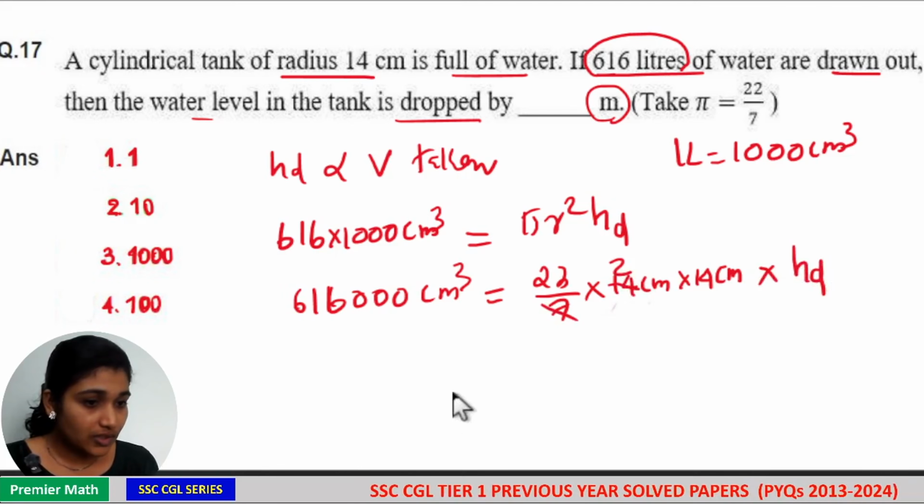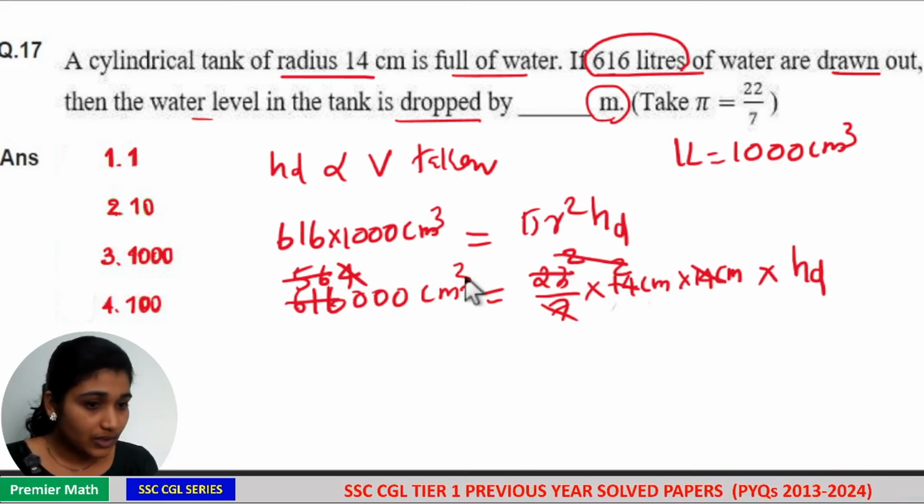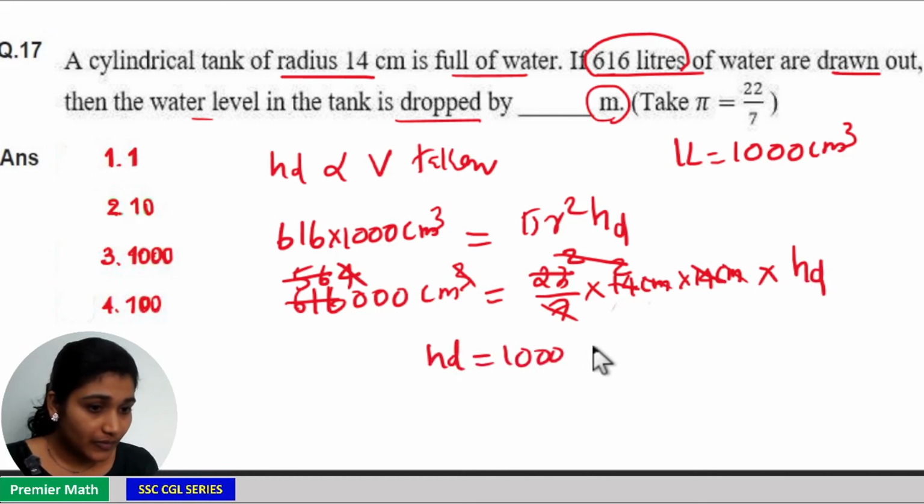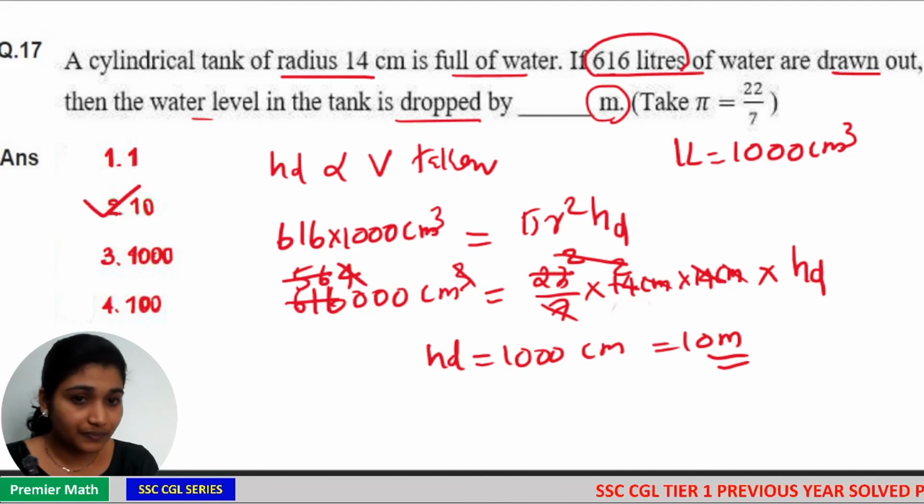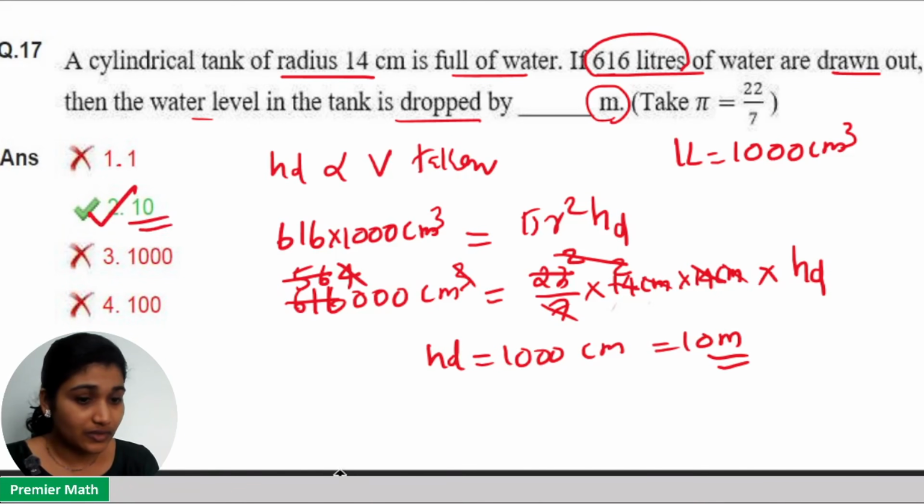7 goes 2 times in 14 and 11 goes 2 times in 22. 11 goes 5 times in 55 and 6 times in 66. And here 14 goes 4 times in 56. 4 and 4 cancel. So here centimeter square cancels, remaining is centimeter. Height difference is equal to 1000 centimeter, which means 10 meter. So option 2 is your answer. Here we need the answer in meter, so don't confuse it with 1000 centimeter. Option 2 is your answer, 10 meter.